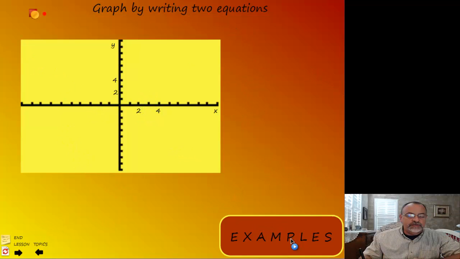Chapter 2, Lesson 5 in Advanced Algebra, and we're going to graph these absolute value equations using two linear equations. In order to do that, we need to isolate the absolute value symbol first, and then we will use the definition of absolute value to come up with the two linear equations, and then we'll graph those.